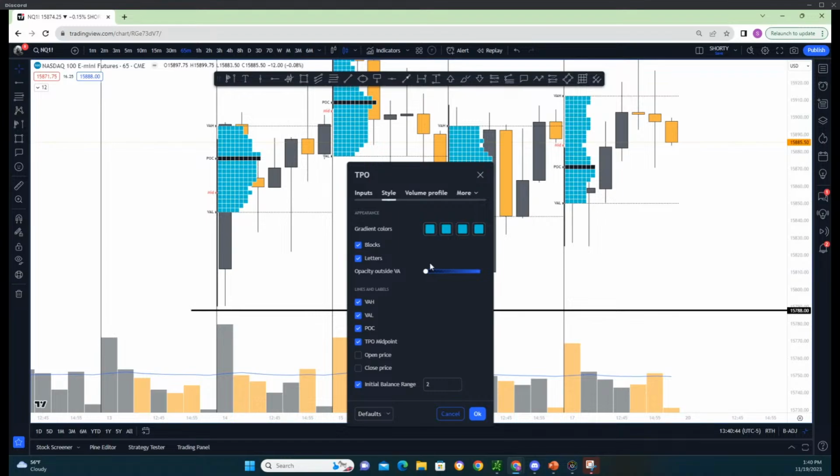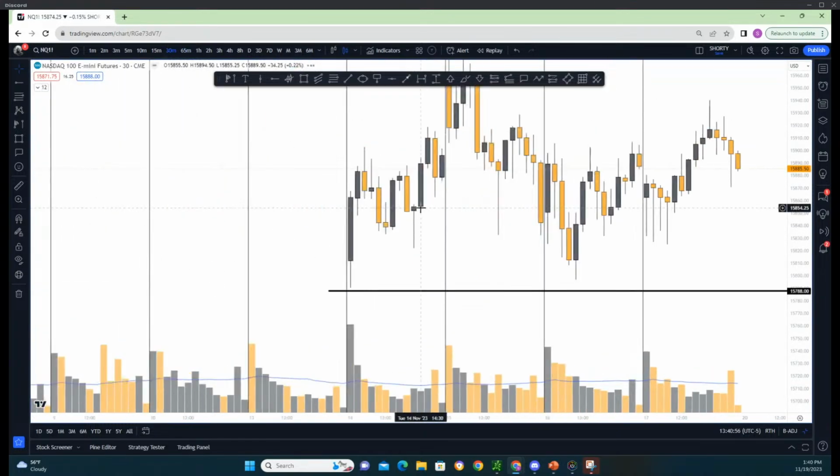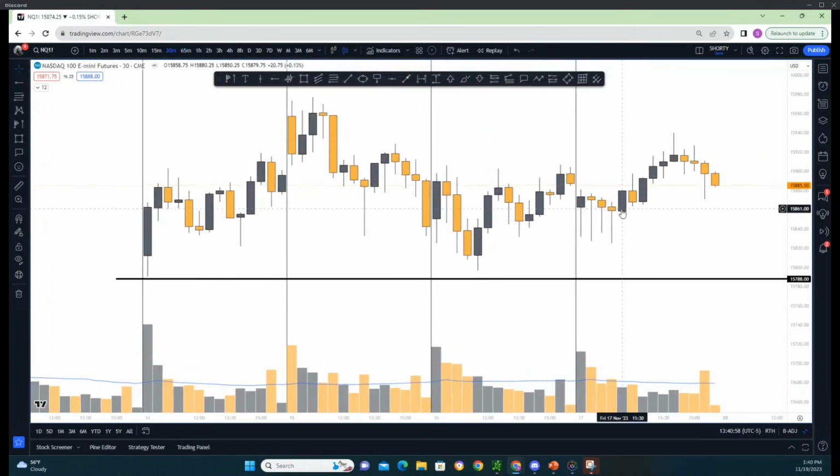Does it matter that the chart's on 65 minutes instead of an hour? No, 65 minutes breaks down the day just evenly, right? That's why I use it, because it gives you a correct number of candles. But even if I look at 30 minutes here now, let's take a look here.